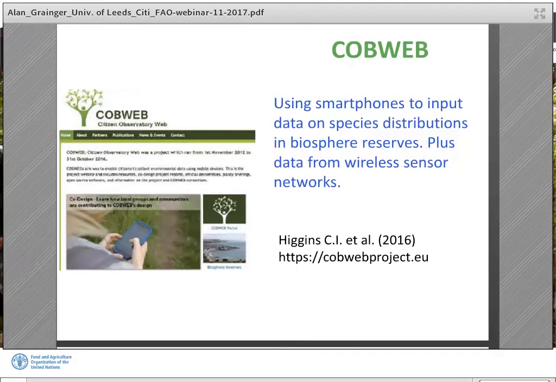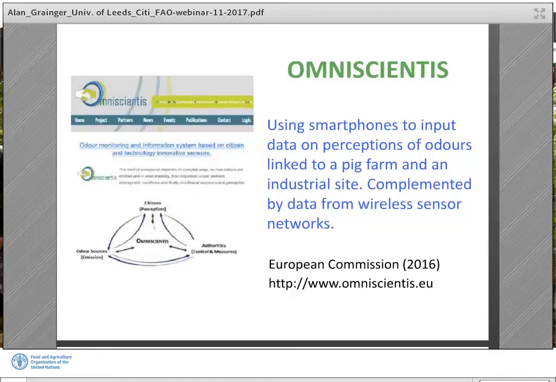In COBWEB, citizens used smartphones to input data on species distributions in biosphere reserves using standard data entry forms and background maps. These data were then sent to the project website with data on environmental variables measured by wireless sensor networks. In OmniScientist, citizens use smartphones to input data on their perceptions of odors linked to a pig farm and factory, complementing data measured by wireless sensor networks.